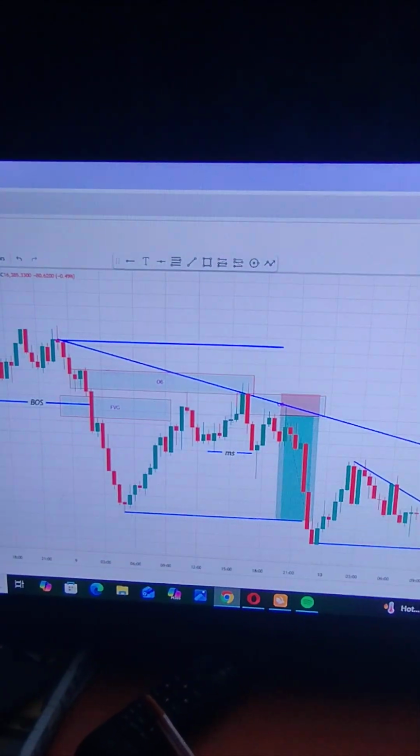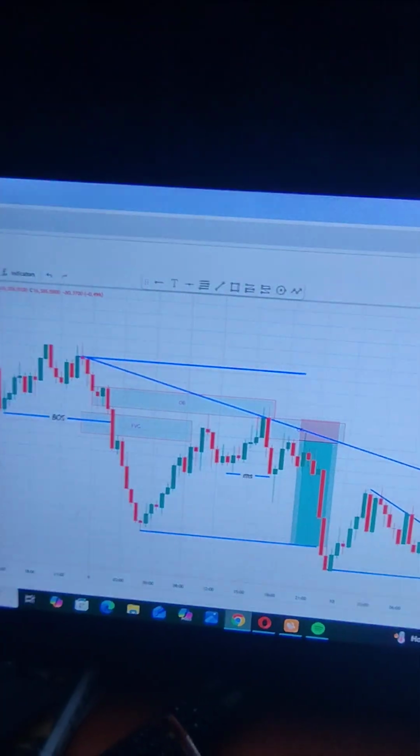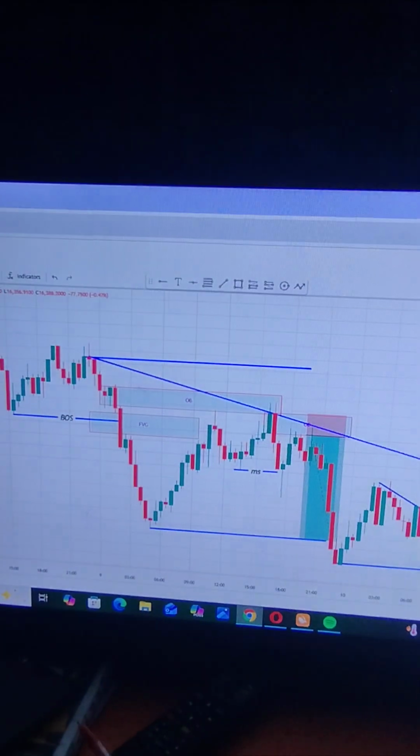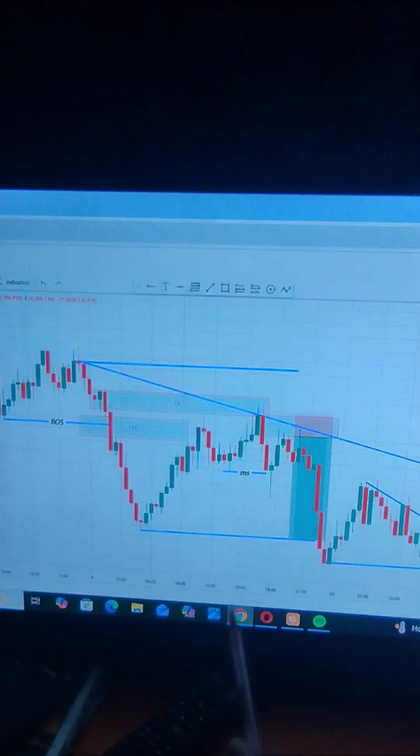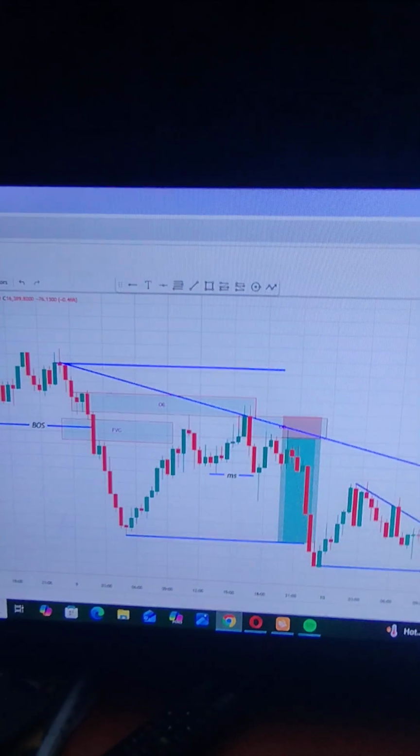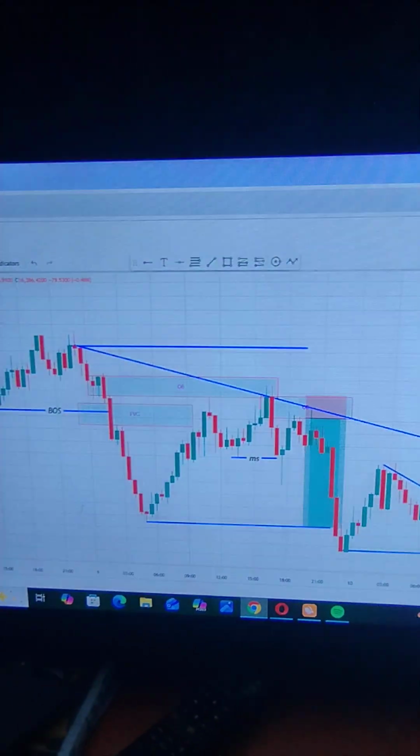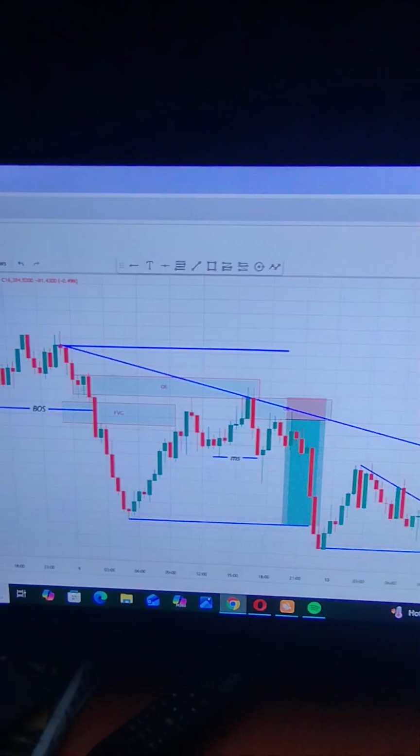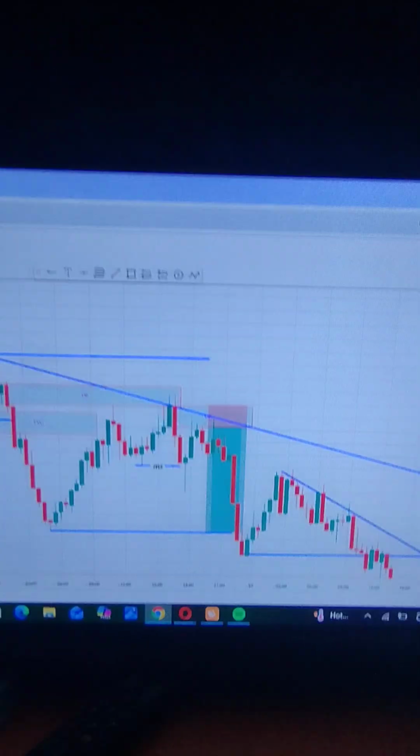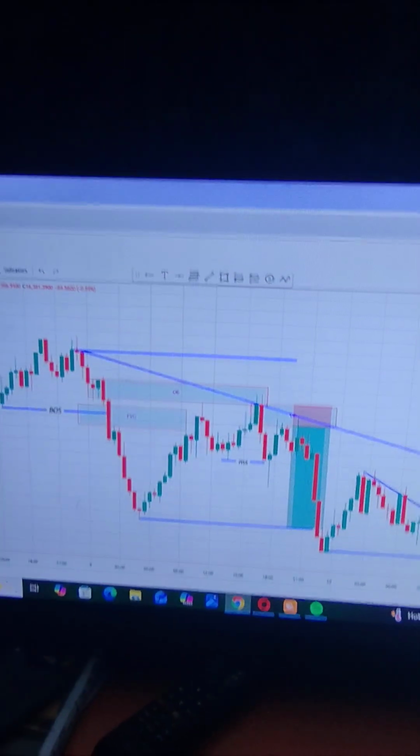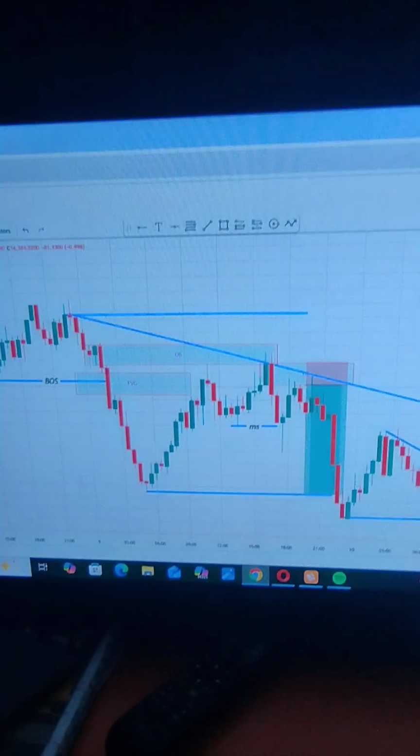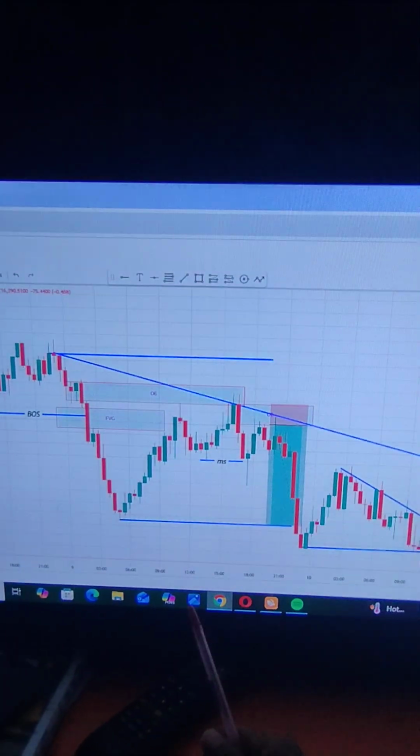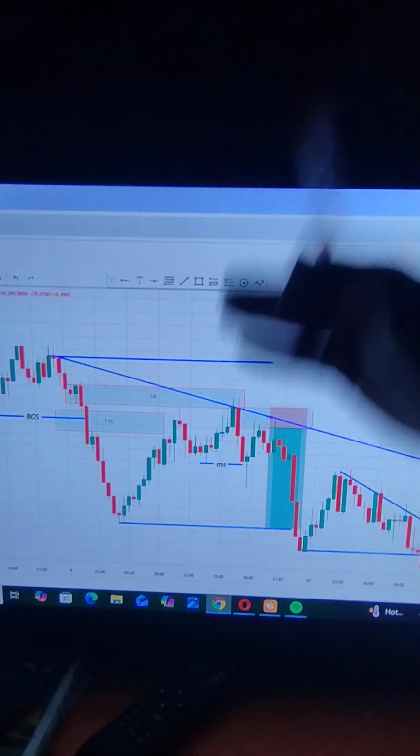Okay guys, this is going to be a quick one. I'm going to share with you a simple concept, a simple strategy that you can actually apply in the chart to make money from it. It's called the SMC. All of us know SMC now. So I want to actually break it down.